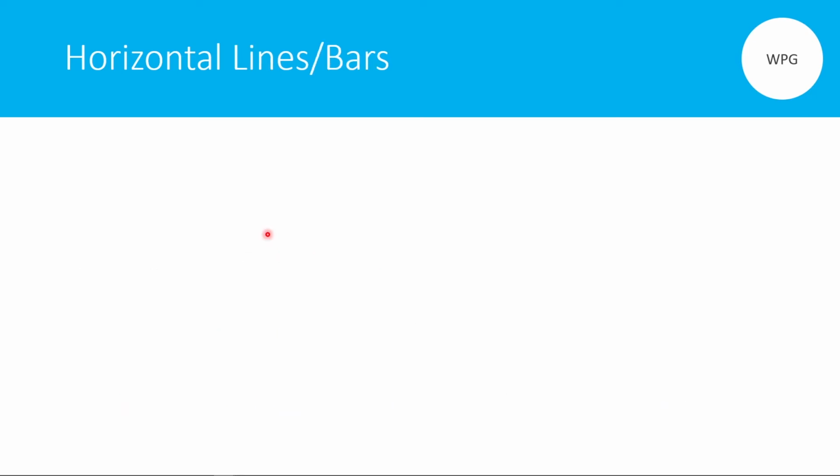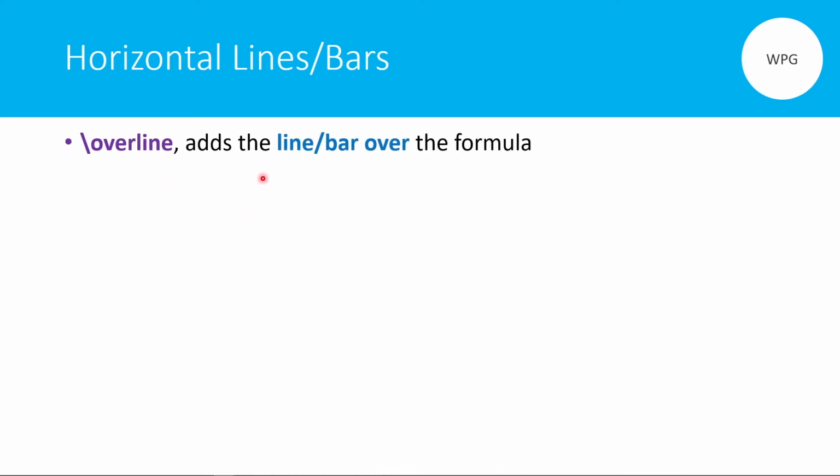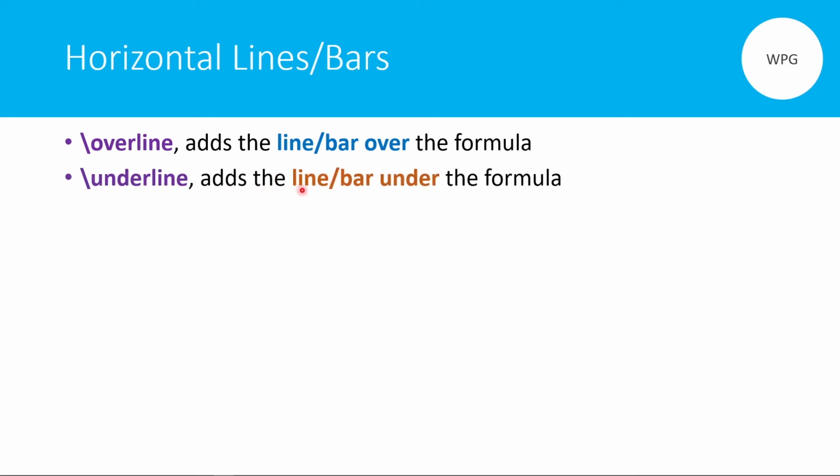Next, see the horizontal bars or lines. The overline command inserts the line above the formula and the underline command inserts the line below the formula. For example, here the line will appear above the letter X, and this underline X, the line will appear below the X. Like here, X bar and the bar is shown below the X.